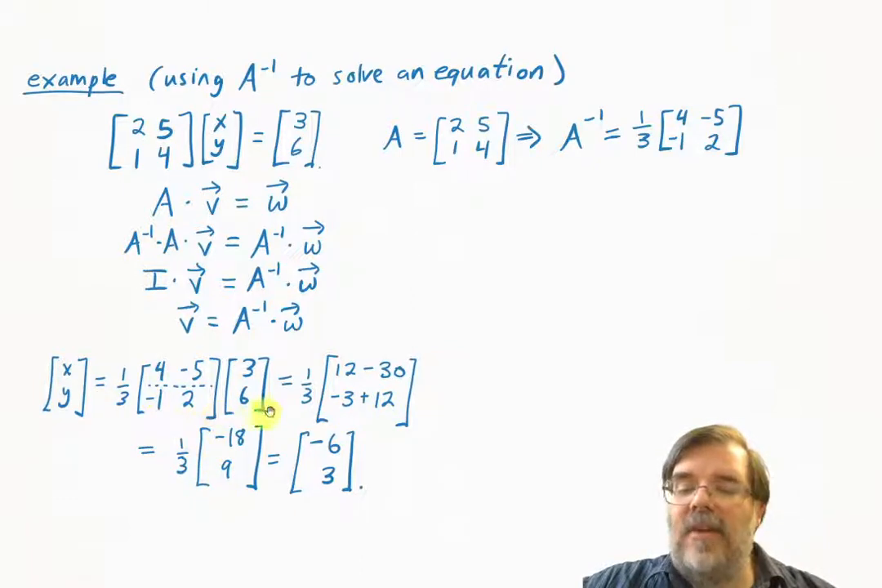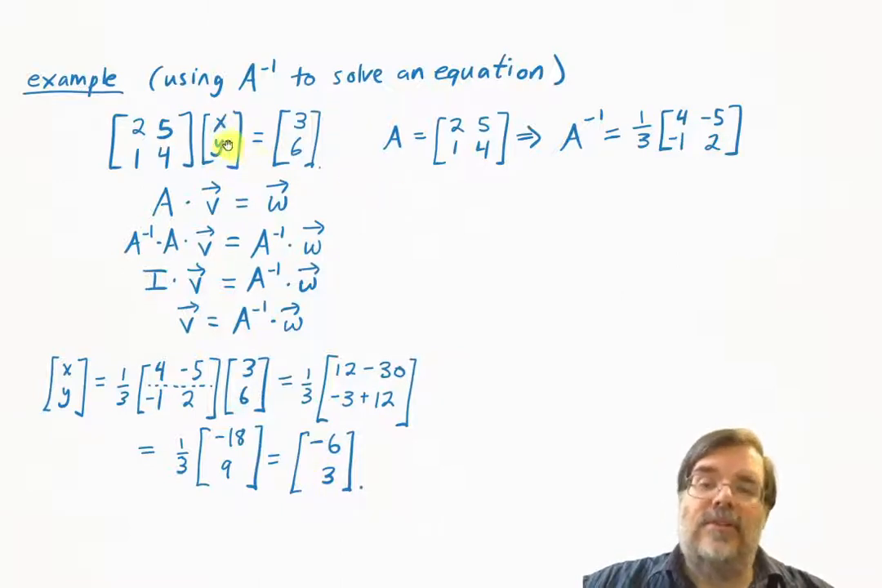Don't forget about that fraction, that 1/3, which comes along. Some scalar multiplication here. Each one of these is getting multiplied by 1/3. 1/3 times -18 is -6. 1/3 times 9 is 3. So that is the solution to this equation. And if you want, of course, you can check by taking these values, plugging them in for x and y, and then just make sure that this equation is correct.